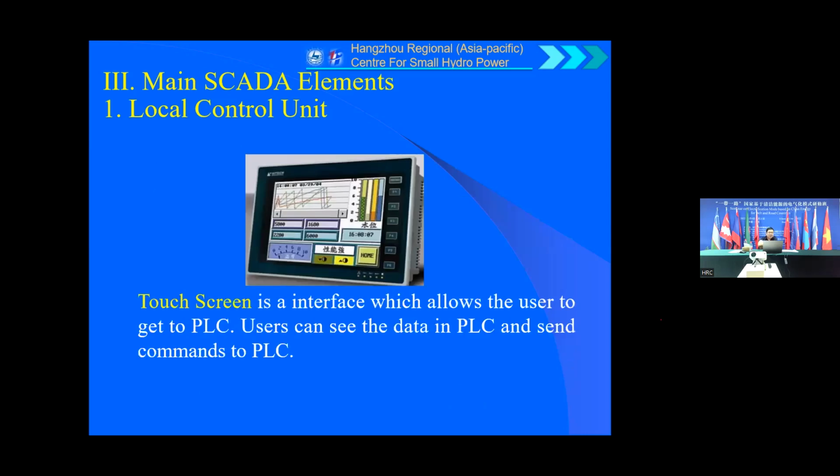The next one is the touch screen. The touch screen is an interface which allows the user to access the PLC. Users can see the data in the PLC and send commands to the PLC by the touch screen. For the PLC, it's difficult for the user to see all this data, so we need the touch screen to provide an interface for the users to see all this data if they want to.